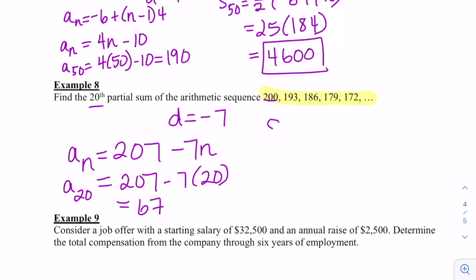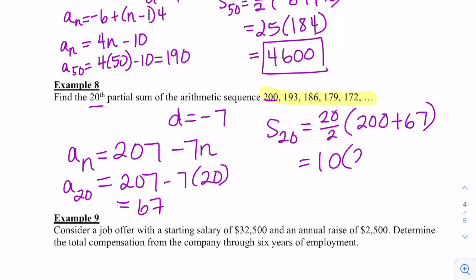So let's find the sum of those 20 terms. So we're going to have 10 pairs, and we just add 267. So 10 times 267, that's just going to equal 2,670.